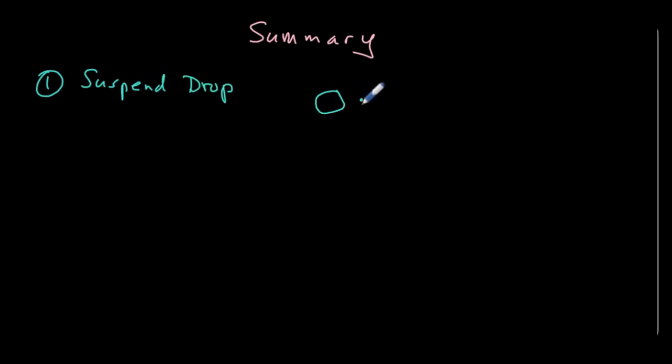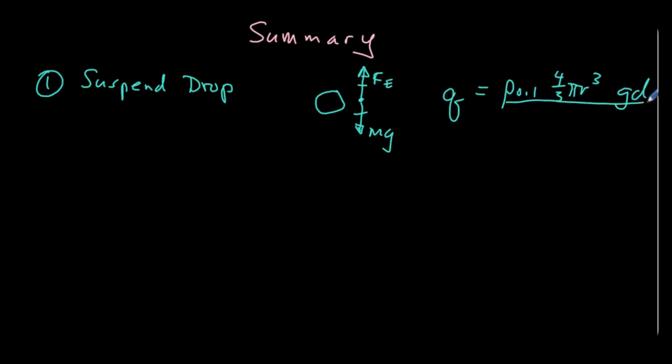So in summary, we kind of did two experiments. In the first one, we suspended the drop. And that meant the forces acting on it were the weight downwards, mg, and the electric force upwards. And that allowed us to solve for the charge on the drop, and it came out to be equal to the density of the oil times 4/3 pi r cubed times g times the distance between the plates all over the voltage across the plates.